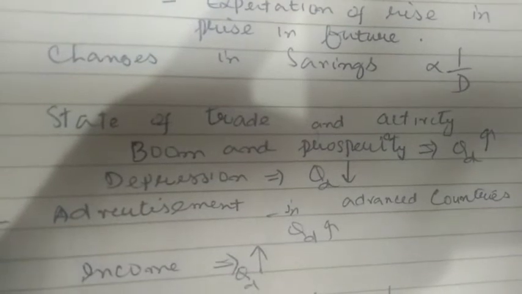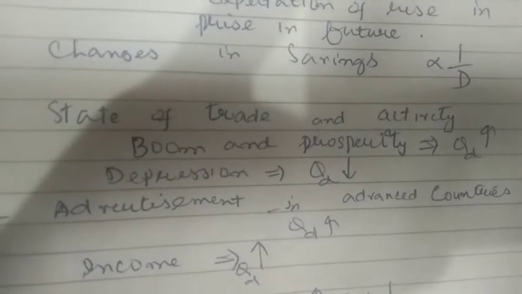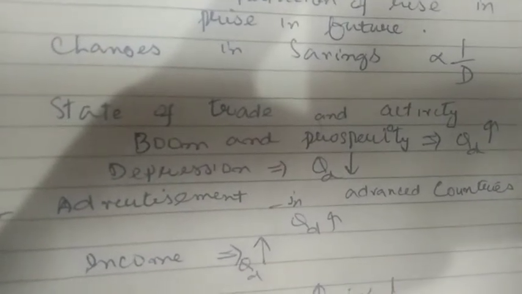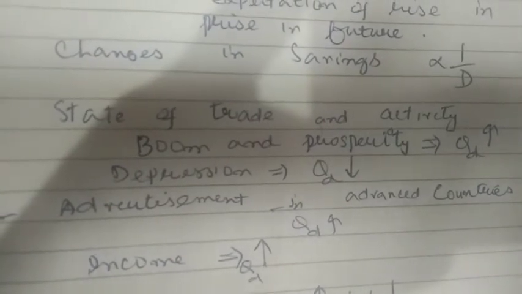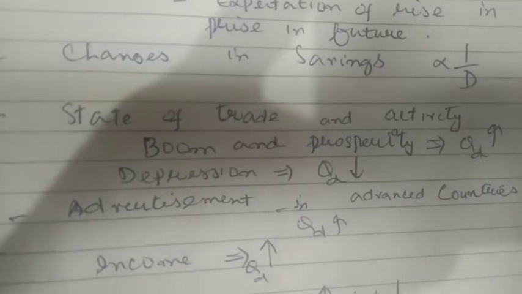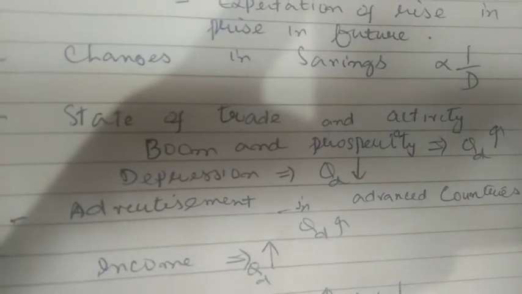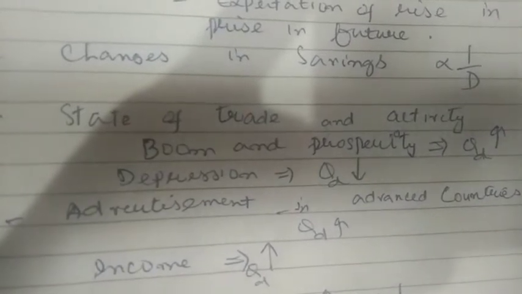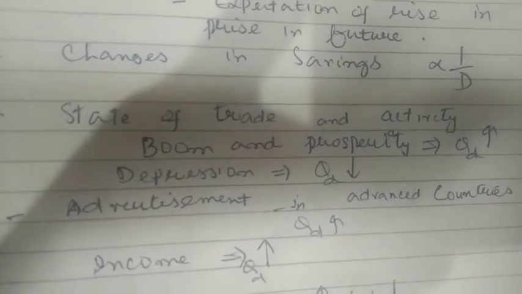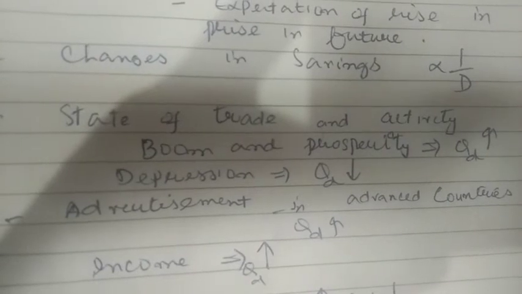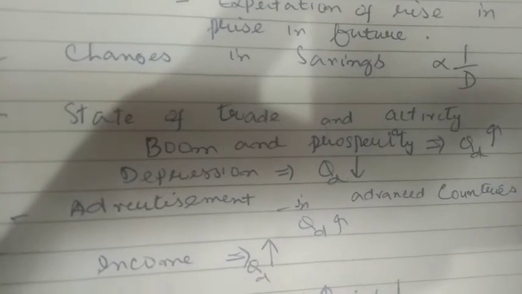Depression: if an economy is struggling, your demand for a product will be less. Suppose you used to eat two types of fruits, now because the economy is struggling and your business is not working, you decided that you take only one fruit a day. So it affects the quantity demanded negatively.